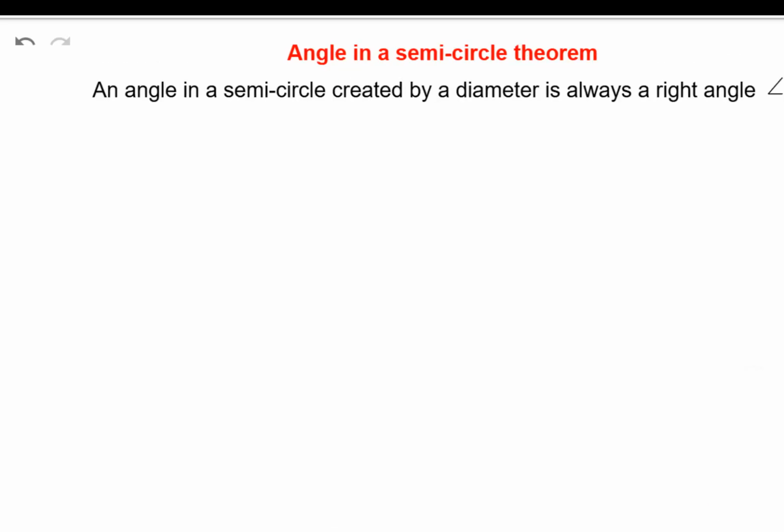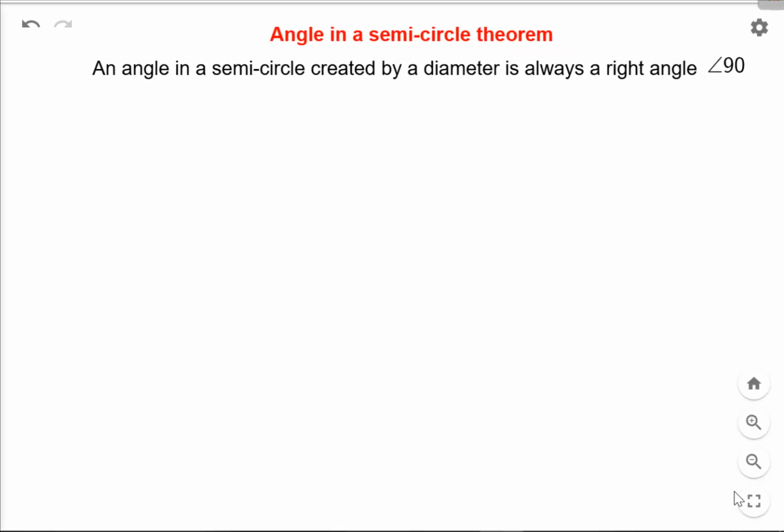Today we have another circle theorem on the chopping board. Let's start eating good. It's about the angle in a semicircle theorem. A semicircle is half of a circle. How can we get half of a circle? With the help of a line called a diameter.